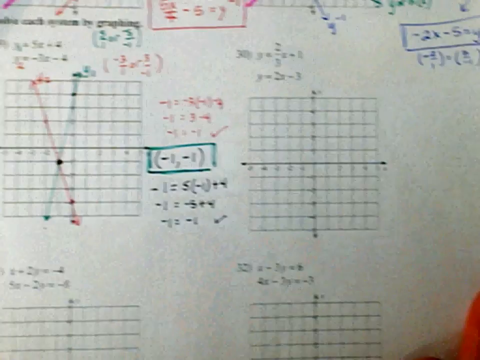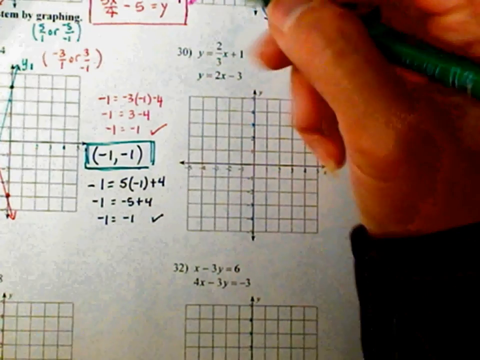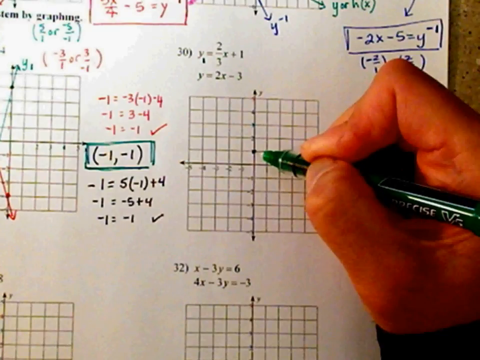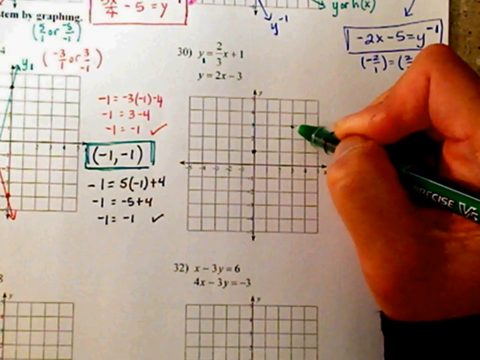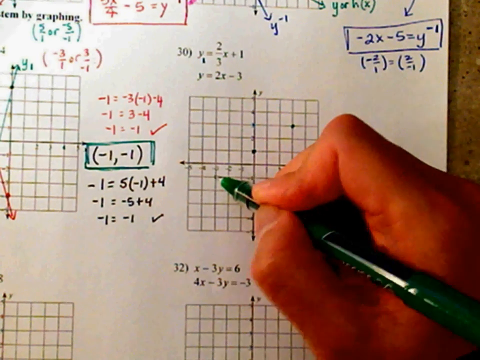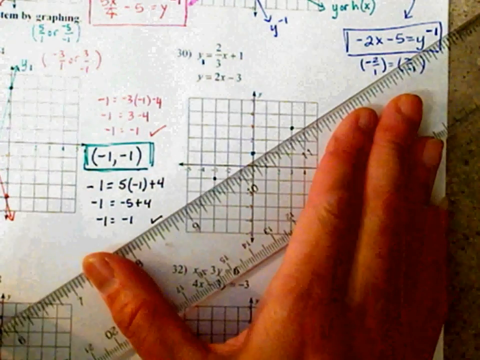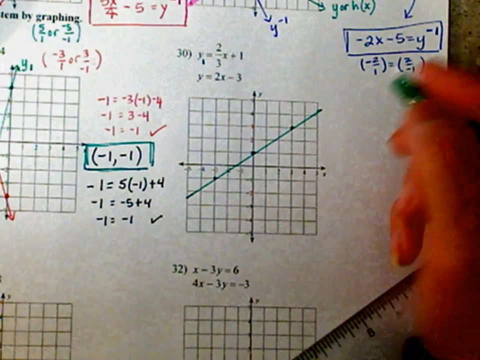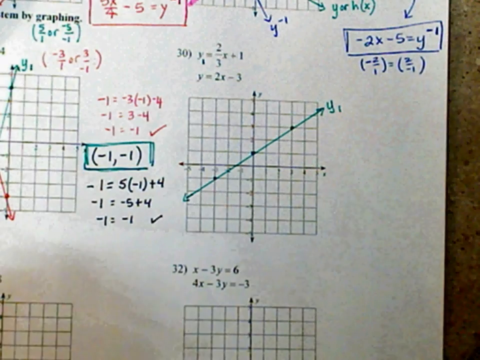Number 30, okay, let's call this one y1, slope-intercept form. I am at 1. Your slope is up 2 to the right 3. You can also go down 2, left 3, because remember, a negative over negative is a positive. Connect your points. Sketch your line. Don't be stingy with that line. Try to draw it straight through the graph. And there's your y1.